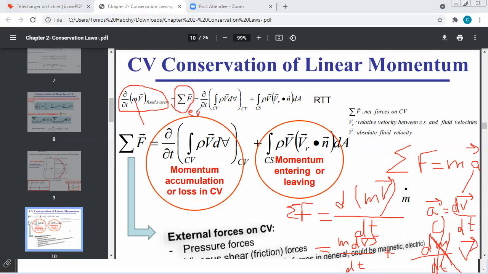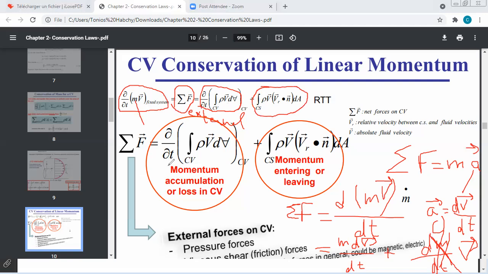But now if you want to do the interpretation with respect to the control volume, for the control volume the mass is changing. So when I deal with the control volume, I will have to consider the transient term, which is related to del by del t of the integral over the control volume of rho v dV. And also I have the term of the integral over the control surface. How can we physically interpret these terms?